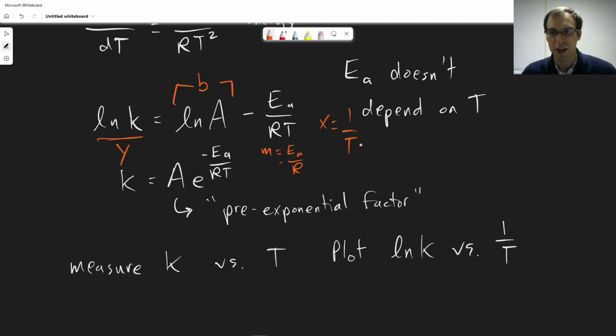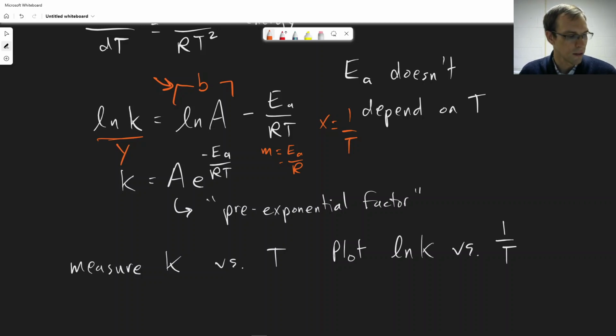If we plot the natural log of the rate constant versus 1 over temperature, we'll get a straight line. The slope of that line will be equal to the negative of the activation energy divided by R. This is how you can determine activation energies for reactions. It also lets you determine the pre-exponential factor A, because you can get the intercept, and that intercept is equal to the natural log of A. This is experimentally how you would do this.